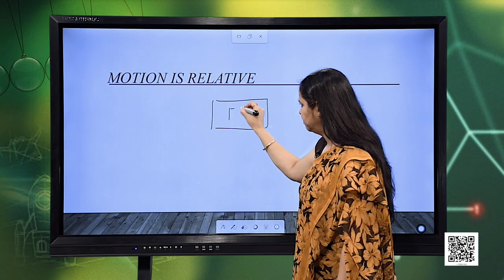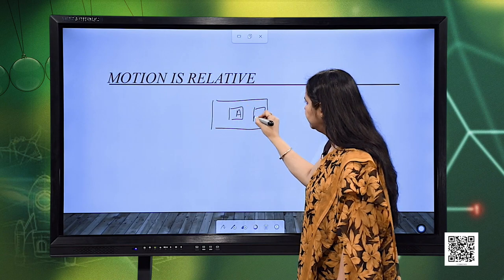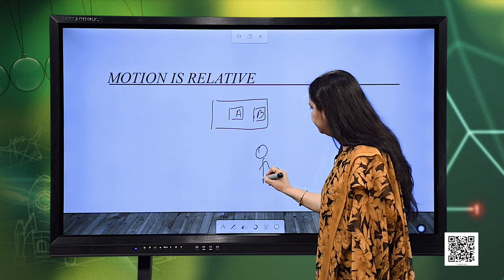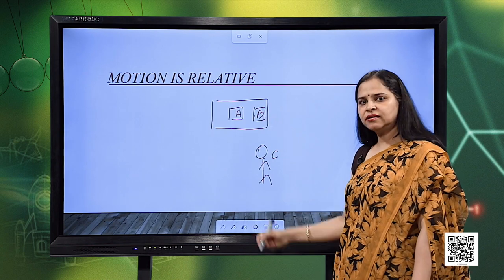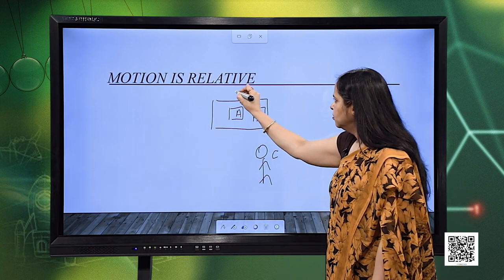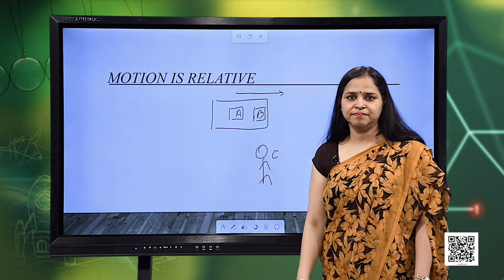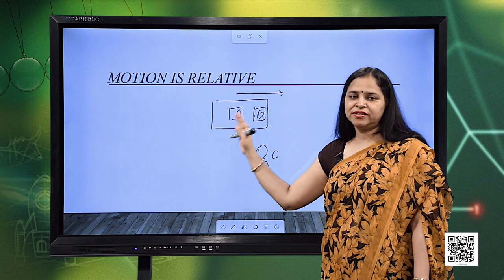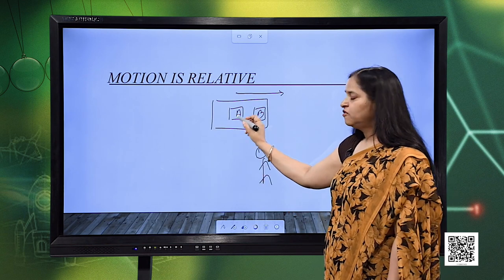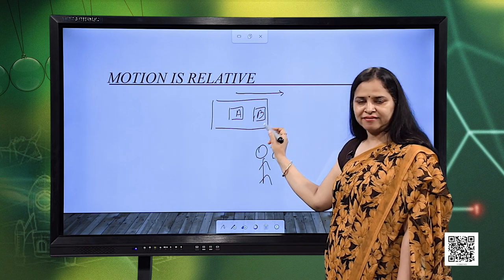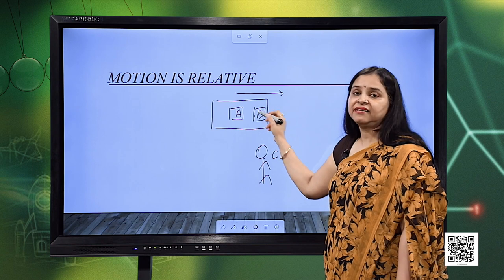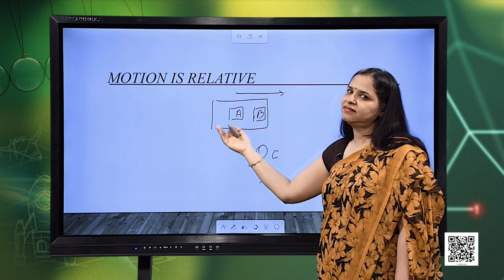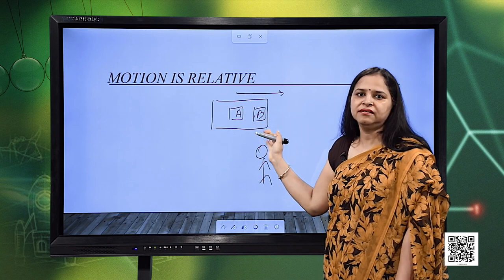Suppose I consider this bus in which two persons, let's say A and B, are sitting, and one person, let's say person C, is standing somewhere outside on the platform. The motion of the bus is in this direction. The two passengers A and B, sitting inside the bus, are both at rest with respect to each other. If person A looks at B, for him B is at rest. Similarly for B, A is also at rest, because they are both sitting in the same moving bus. They are moving with the same speed in the same direction. For each other, they are at rest.